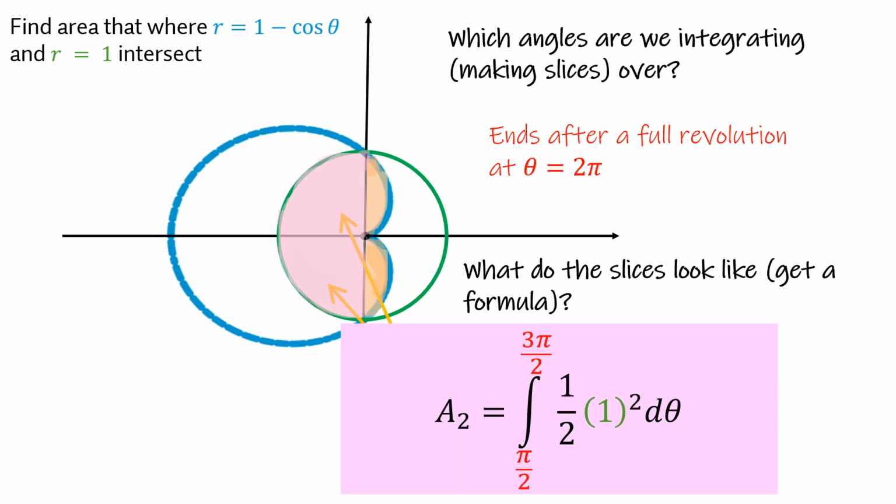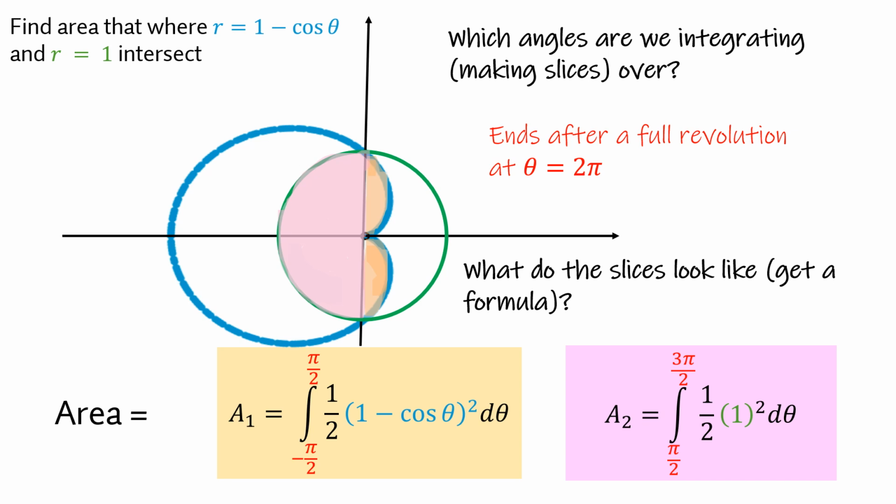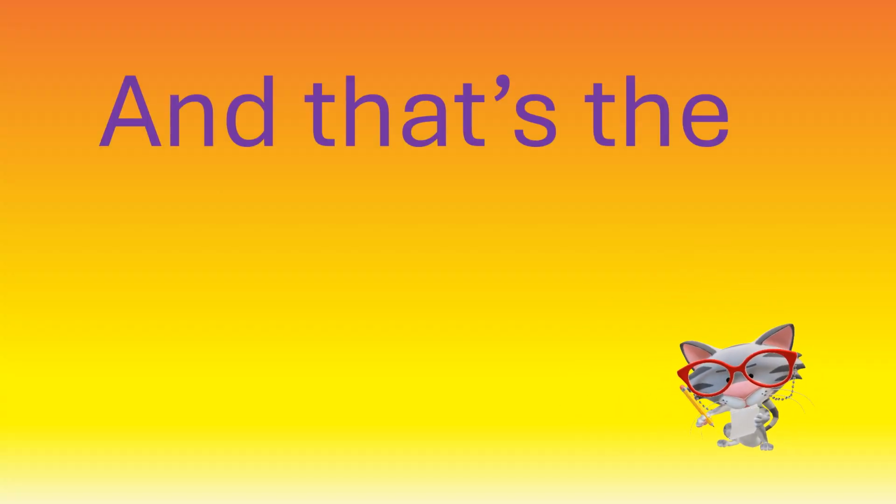And so we see that we now have found these shaded regions. Our area is just going to be our first shaded region plus our second shaded region. And that is it. That is the full series.